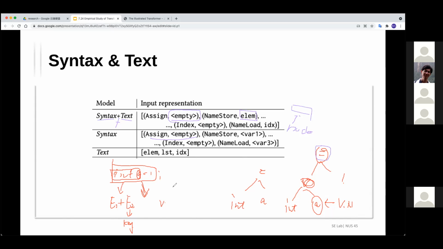But in the AST, there are some virtual nodes. They are not text, and there are also some placeholder nodes. Will this kind of dummy node be part of the input sequence of the model?